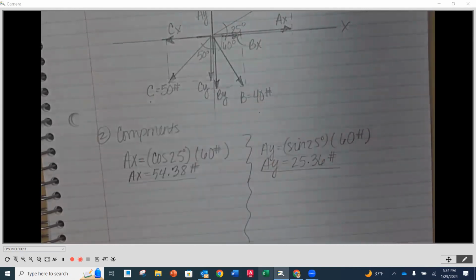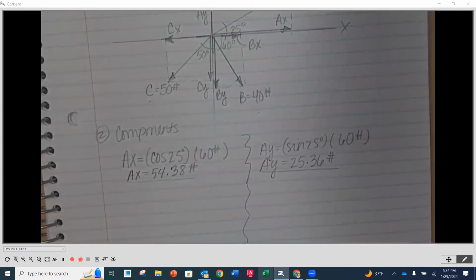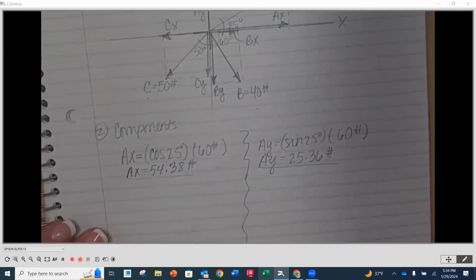Okay. So go ahead and find your components for B and C. Do not put the negatives on these. Just put the absolute value. Our positive and negative will come when we do our adding and subtracting of the vectors in the next step. So just magnitude.